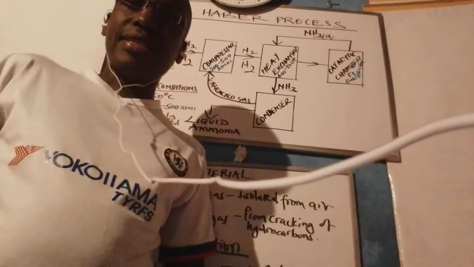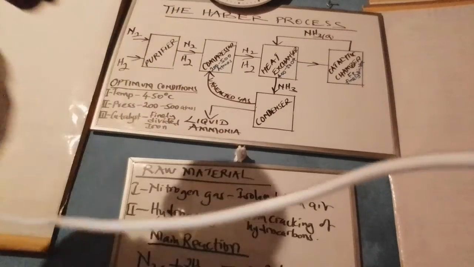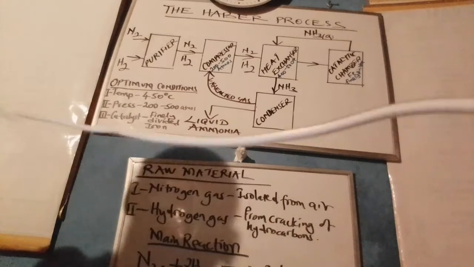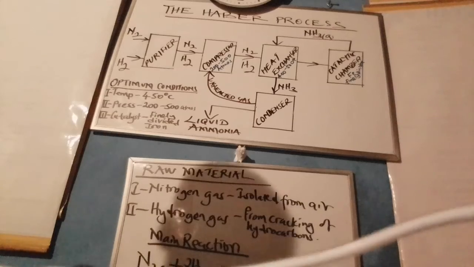The catalyst is finely divided iron, which is impregnated with aluminium trioxide. The optimum conditions we have said are temperature of 450 degrees Celsius, pressure 200 to 500 atmospheres, and the catalyst finely divided iron.